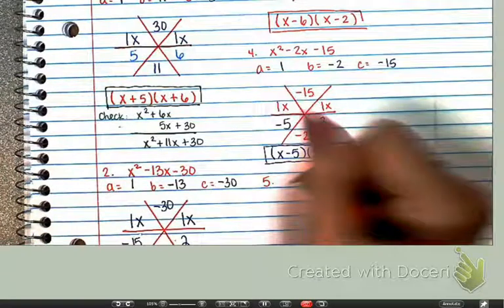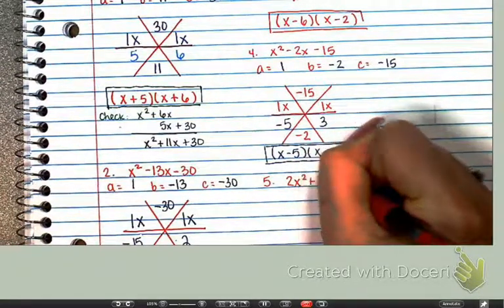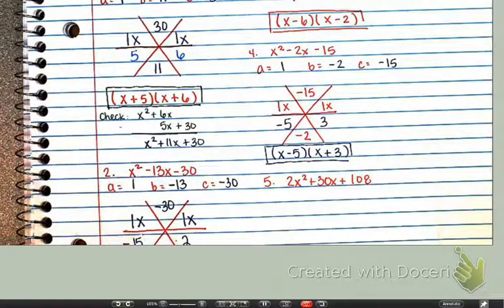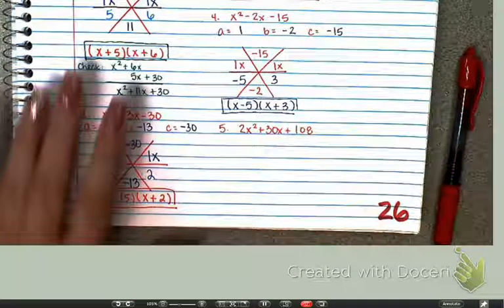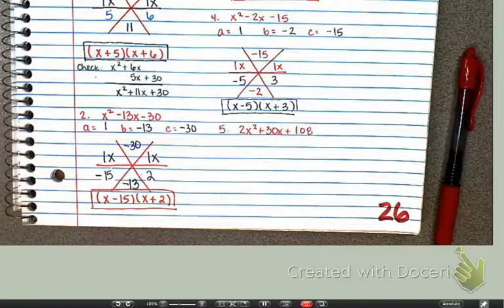Okay, so let's look at this problem. And before you jump right in, we're going to talk about it. So 2x squared plus 30x plus 108. So before we just jump right in, is there anything that you notice that might be helpful to us?